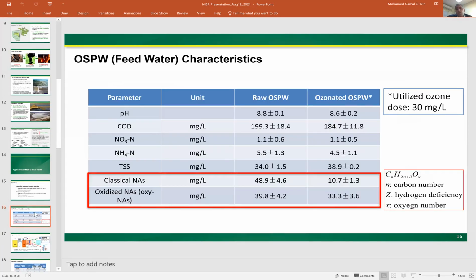Regarding the OSPW, or the feed water characteristics, this table includes the majority of the water quality parameters we tested for. In particular, as you can see in this red box, we looked at the classical naphthenic acids and the oxidized naphthenic acids, and the concentrations for the two were almost 50 and 40 respectively. When we ozonated the OSPW, we changed the concentration from 50 to about 10 and from 40 to about 3 milligrams per liter of these oxidized naphthenic acids. In this process, we used an ozone dose of 30 milligrams per liter for reference.